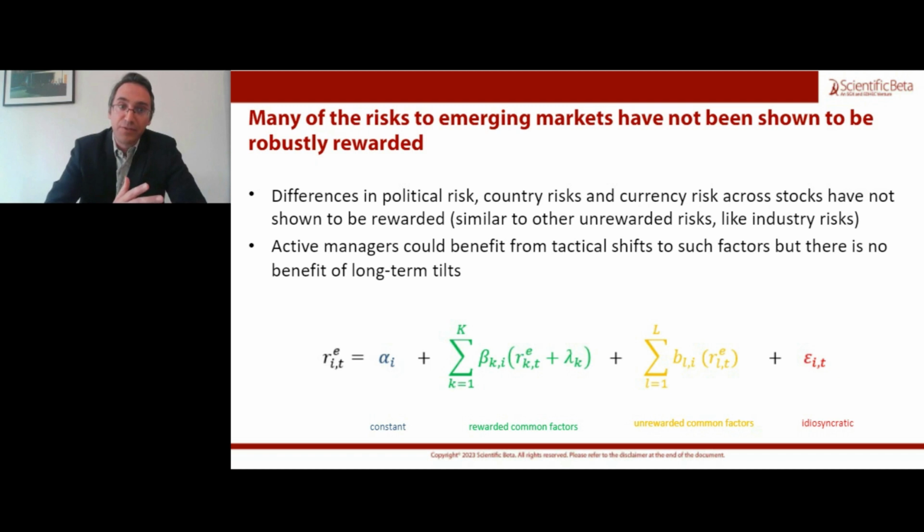So if you're an active manager and you have either superior information or superior skill in processing information, and you can make some prediction about, for example, the market underestimating some political events in a certain country, and if you can predict this correctly, obviously you could make money out of these unrewarded risks.